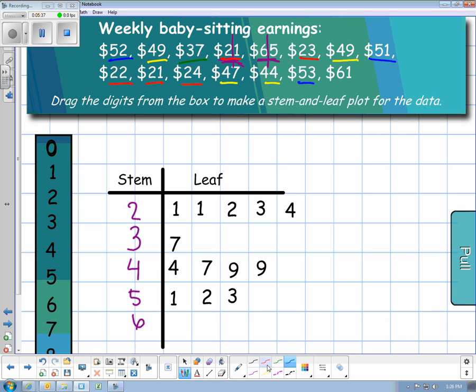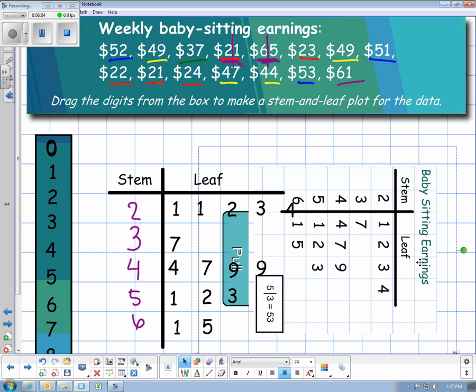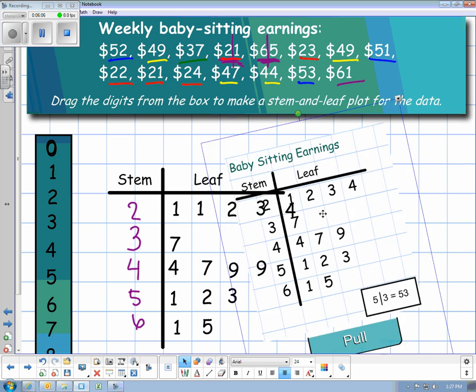And then the last but not least, I have a 61, and I can't forget about that 65 that I already had underlined before. So 61 and 65. So that's what our stem-and-leaf plot should look like. We can see that there's a lot of data in the 20s actually, and then quite a bit in the 40s as well. So those seem to be the common earnings. And here's what our stem and leaf plot should look like. And it does.